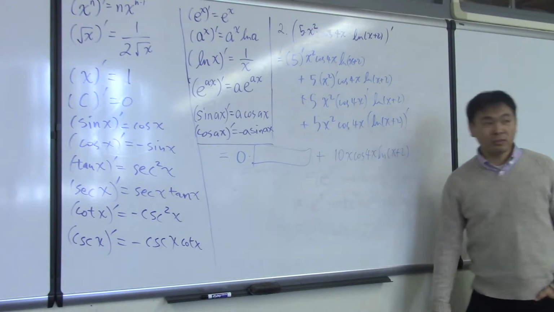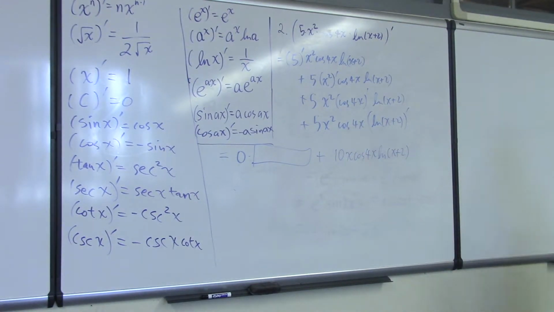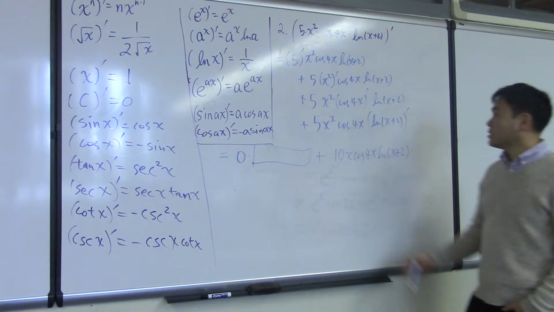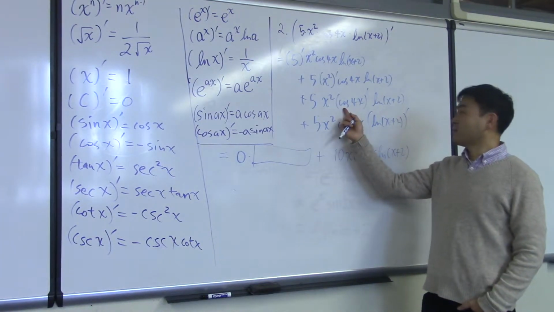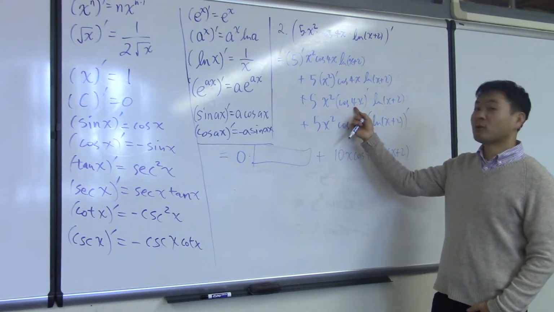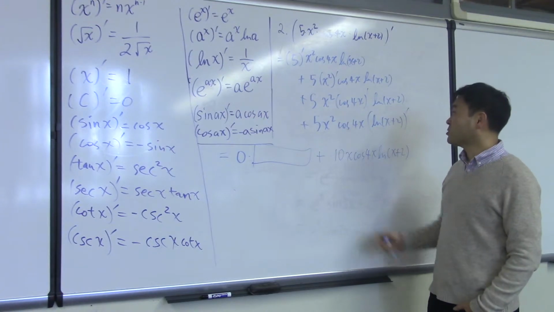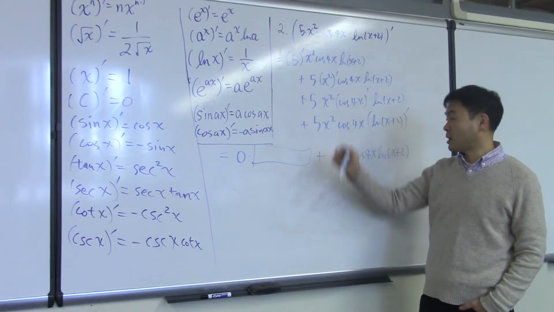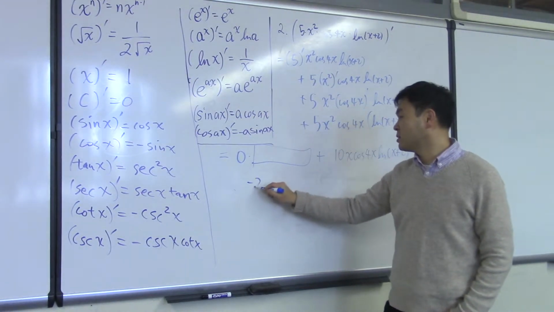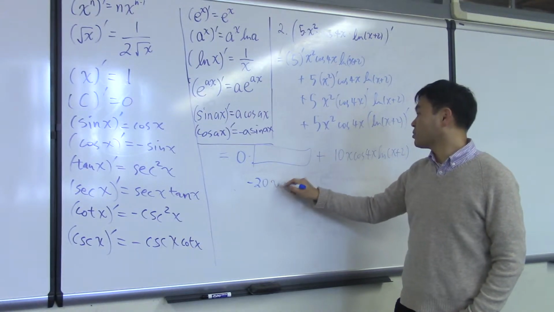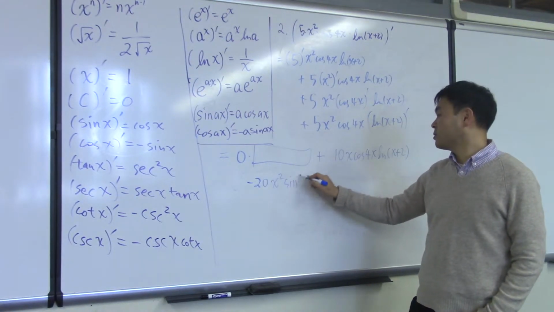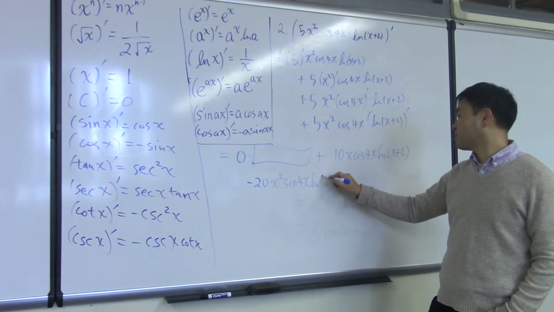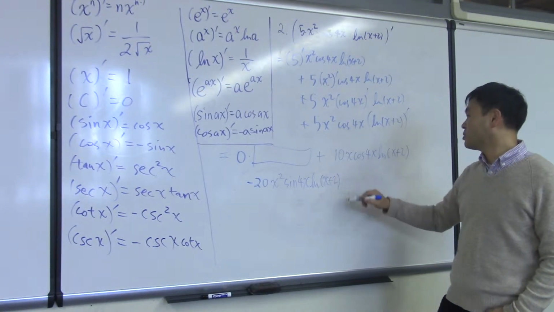What do you get if you differentiate cosine 4x? Negative sign from the cosine, and 4 would come out because of the chain rule, right? So you end up with negative 4 multiplied to 5, which is minus 20 x squared sine 4x ln of x plus 2.